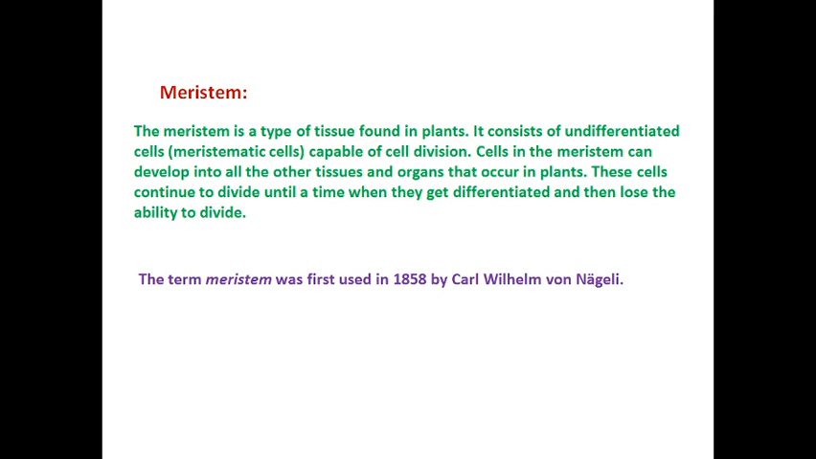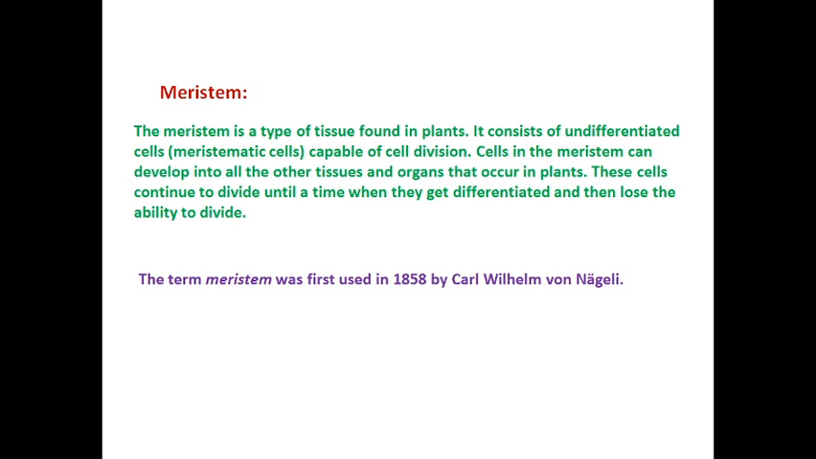So meristem is a type of tissue found in plants, and the cells in a meristem or meristematic tissue are undifferentiated. They are not differentiated yet, and they are capable of cell division. Cells in the meristem can develop into all other tissues and organs that occur in plants. I already told you, when meristematic cells divide, they give rise to permanent tissues.